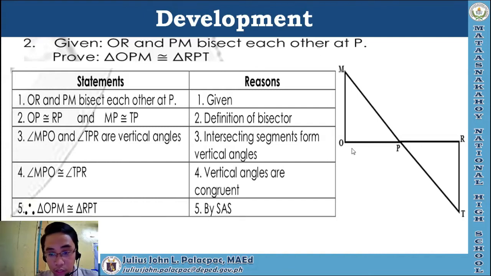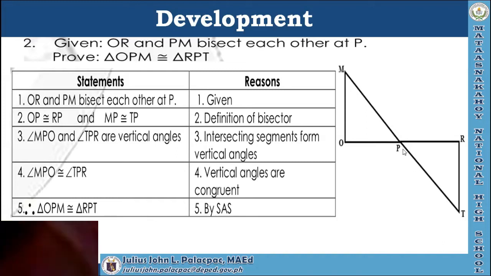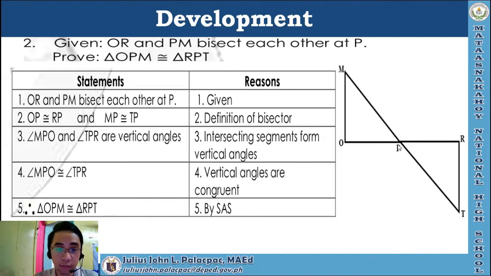So, makikita nyo, si OP at si RP ay equal. And then, MP and TP ay also equal. OP and RP, since bisect at P, sabihin equal silang dalawa. And then, MP tsaka TP is also equal kasi nga si P ang nagbabisect sa dalawang lines na ito. Diba? So, ito ay definition of bisector.